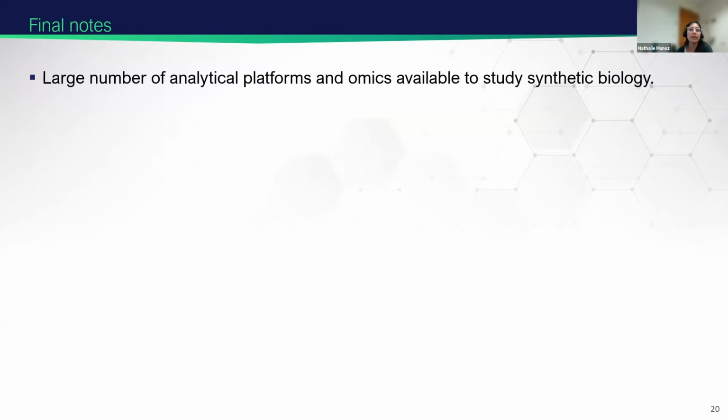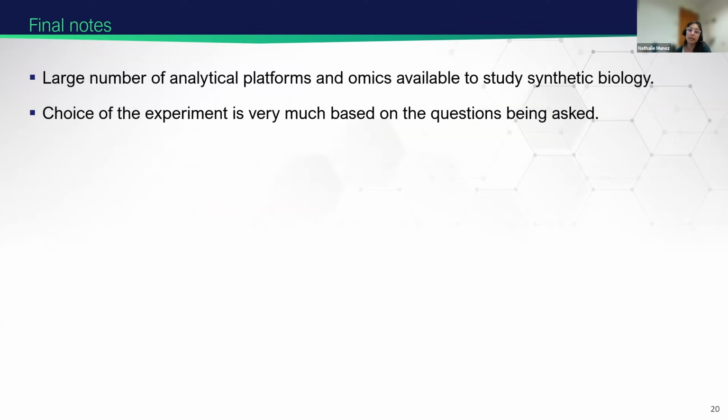So as final notes, we have to remember that there are a large number of analytical platforms and omics that are available to study synthetic biology, and that the choice of the experiment is very much based on the question that is being asked. So we cannot think that because we have a sample, we want to try all of the omics, but sometimes the targeted approach is what we need. And when we're assessing bioproduction, sometimes those are initial numbers that we can get. And then for our next cycle, we can use the other omics that we didn't do in the first one.